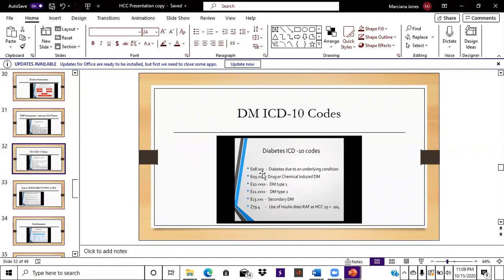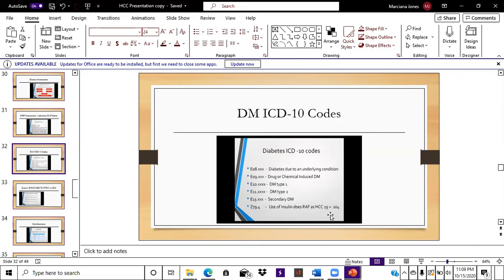E08 is diabetes due to underlying conditions. These are the categories for that. E09, drug or chemical induced diabetes. E10 is type 1. E11, of course, is type 2. E13 is secondary diabetes. And Z79.4, use of insulin, does RAF. It is HCC 19.